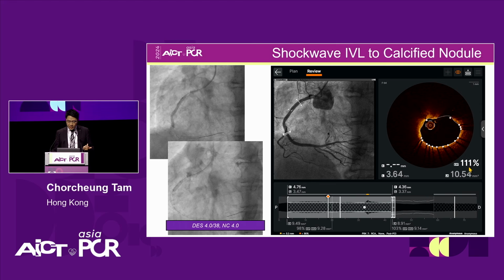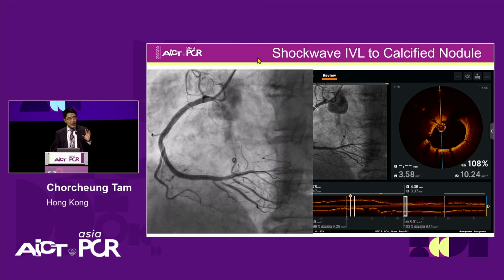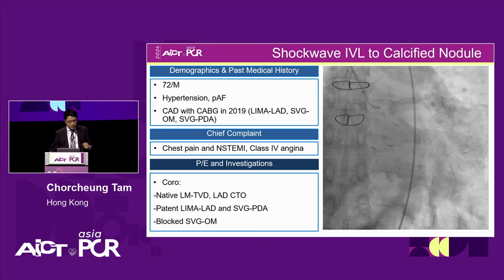We can see now the MSA is very good, 10.54 millimeters square, and the stent expansion is more than 100%. So this case showed the efficacy of how we use IVL on calcified nodule. The second case is more complex.